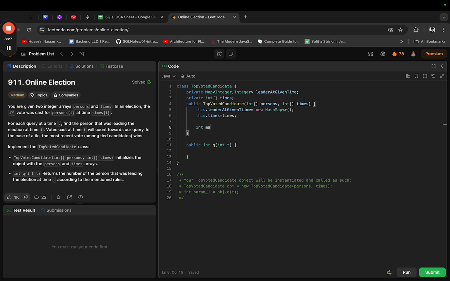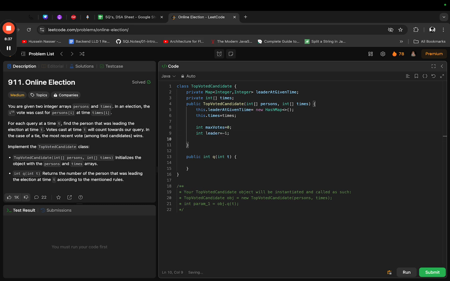So the variable for max votes, taking that as 0, and I'm taking the leader equal to -1, because the leader can be of value 0 or 1. So that is the reason I'm taking the negative value. So no one is initialized at that particular time.